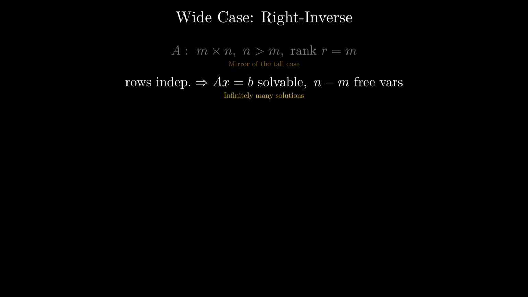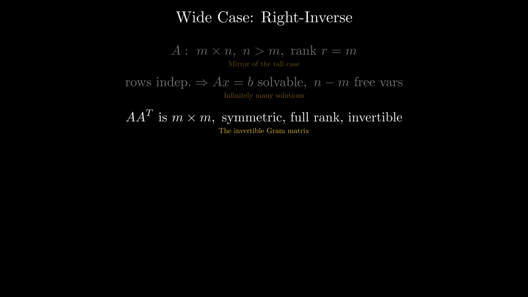Now mirror everything from the tall case. Consider the wide case. More columns than rows, so n is greater than m, and the matrix has full row rank, R equals m. Because the rows are independent, the equation Ax equals b always has a solution, but infinitely many of them, with n minus m free variables.